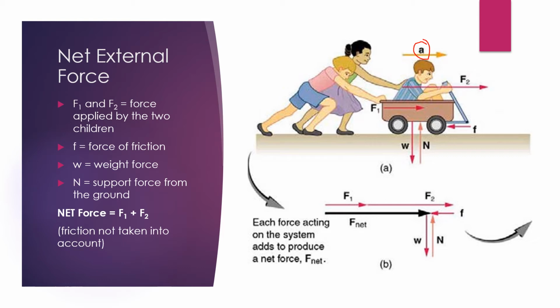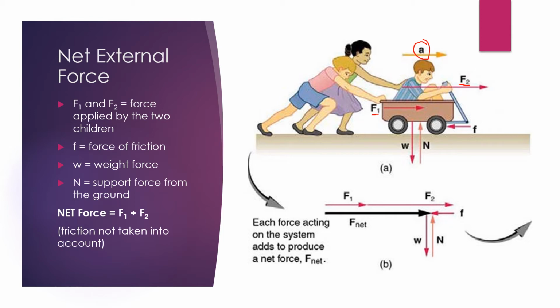So what forces do we have? Well, we have F1 from one of the people pushing the wagon. That's the force they are applying to the wagon to get it to accelerate. And we also have F2. Notice all these forces are being represented by arrows, and arrows are vectors. So yes, force is a vector quantity, having a direction and a magnitude. So we have two forces from the two people pushing the wagon.